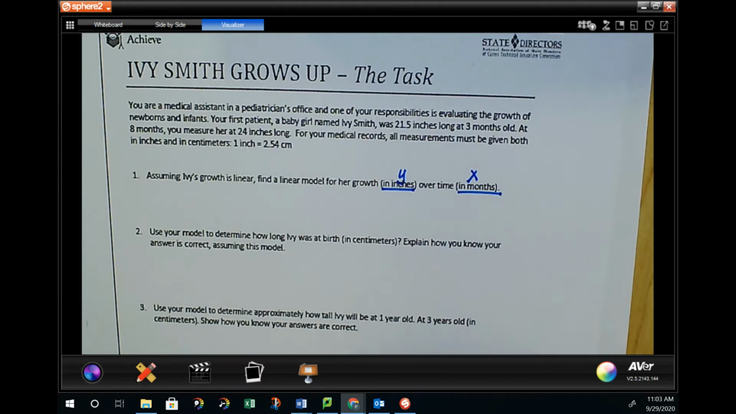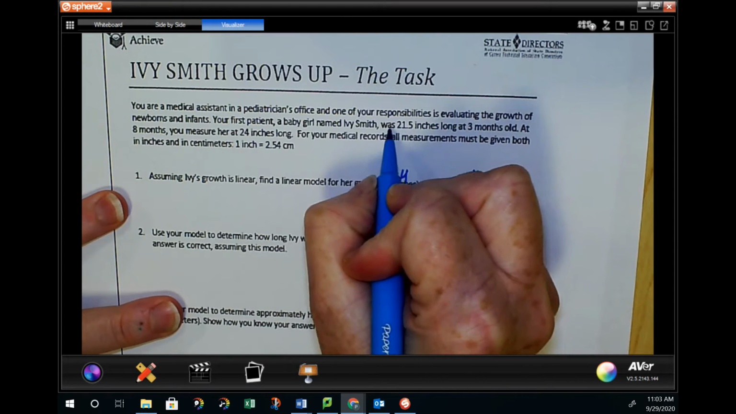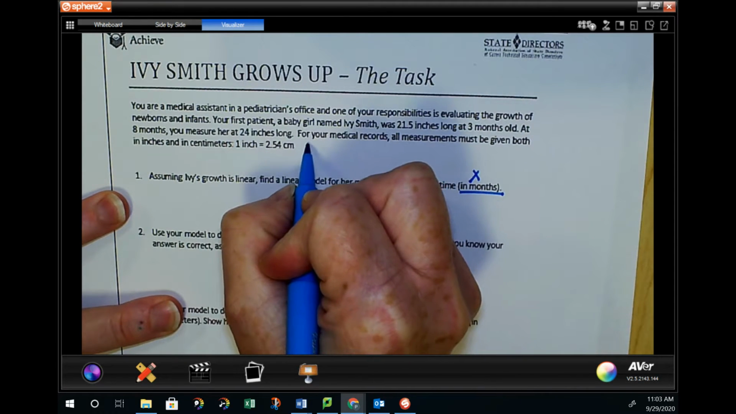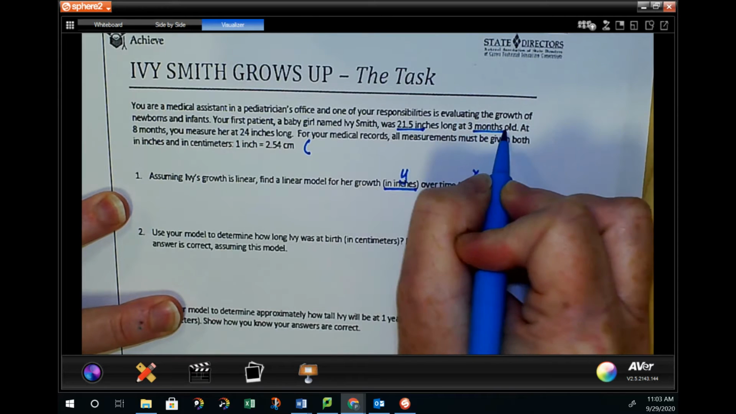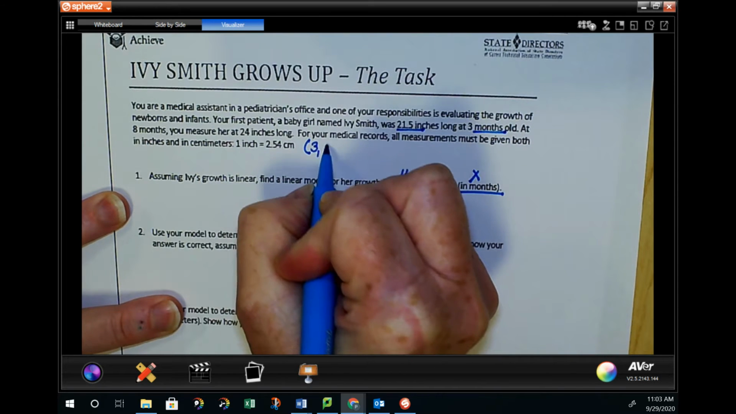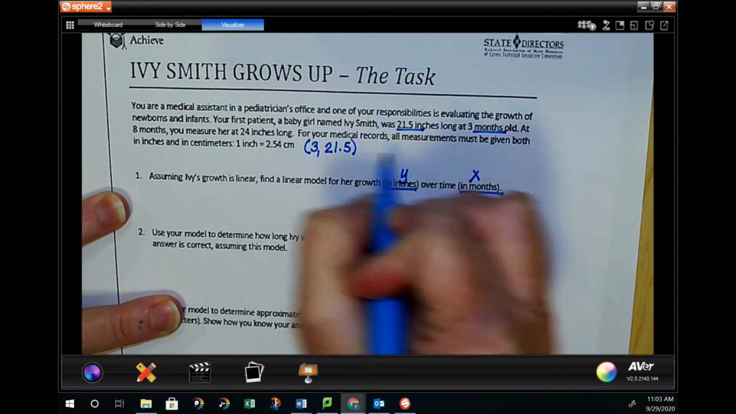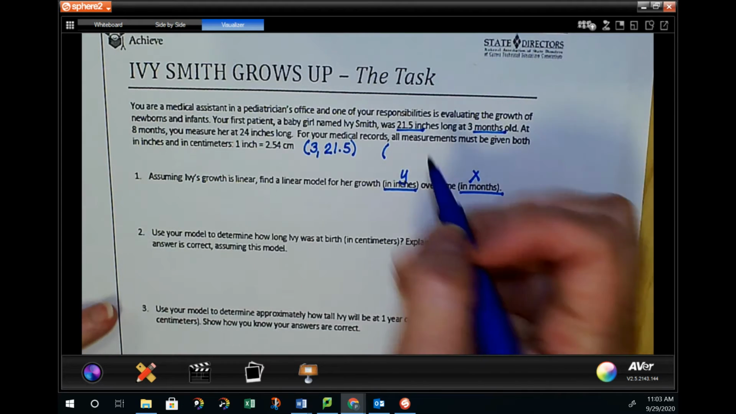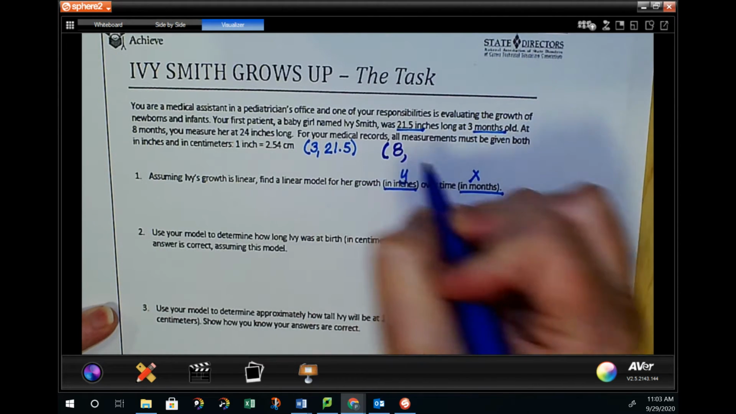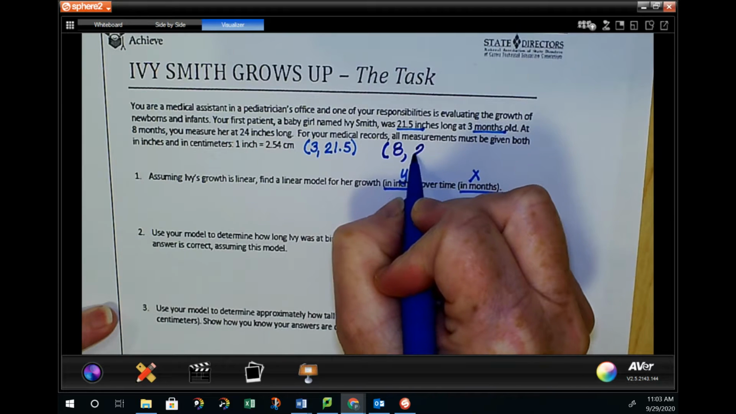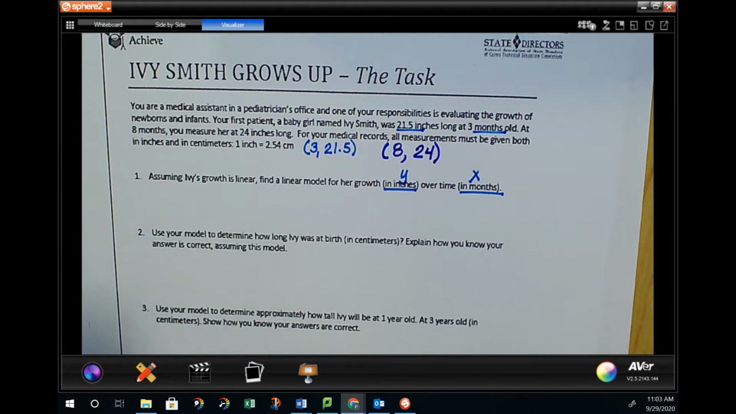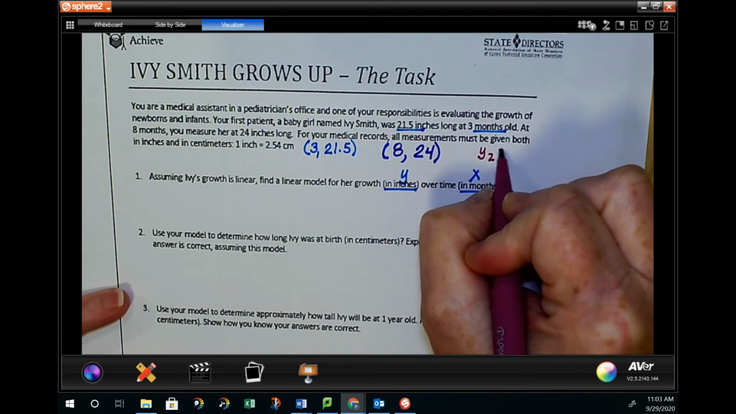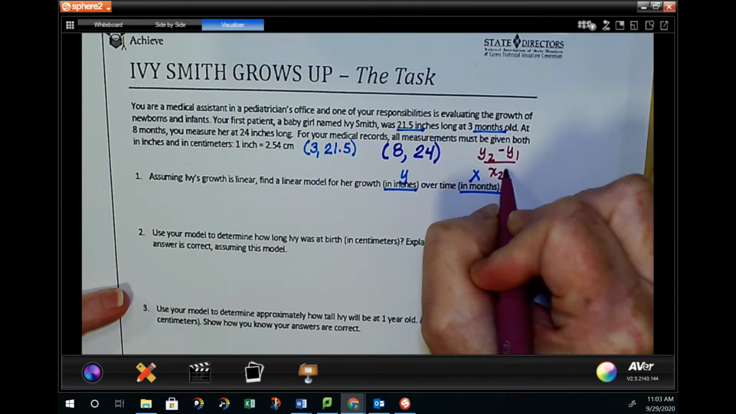So we have to figure out our first point: months is first, so 3 months, and then that's 21.5. And then for our next point, 8 months, when she's 8 months old, 5 months later, she is 24 inches. So now we have to find that slope. Remember that the slope formula is y2 minus y1 over x2 minus x1.